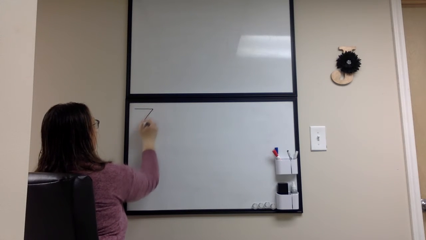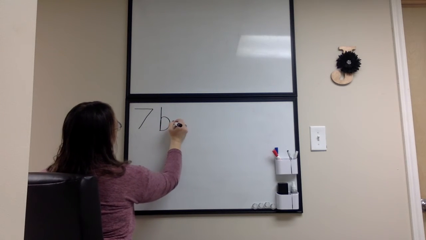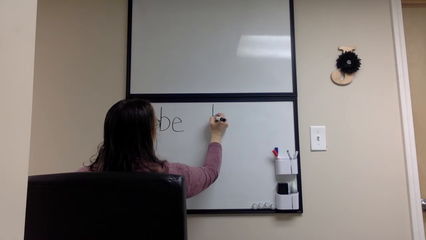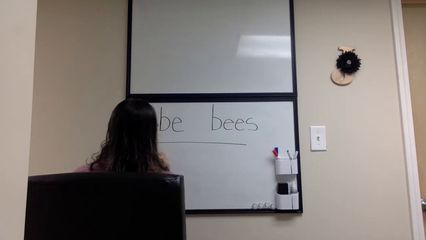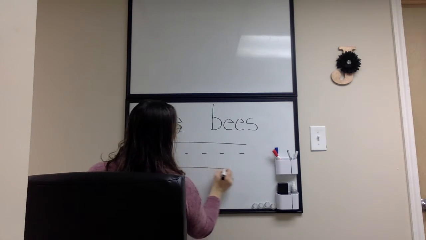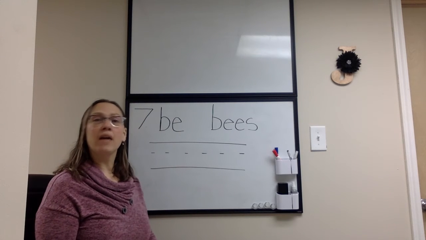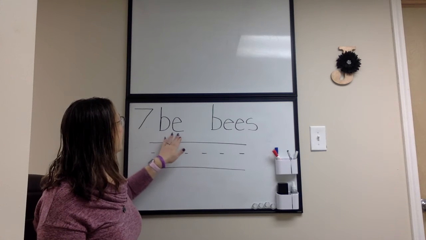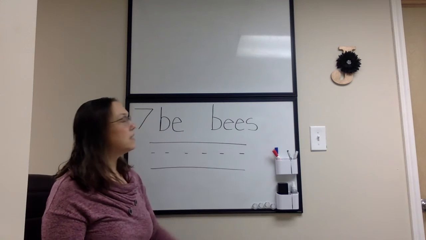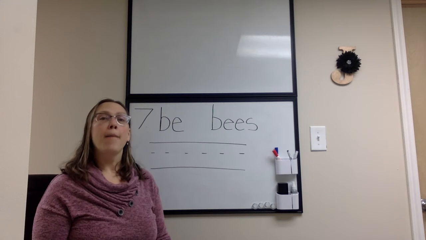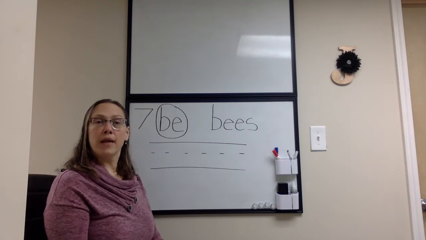Number seven. All right, the word that we are going to find is the word bee. Let's practice. B-E. B-E-A-S, bees. Point and circle the word bee. Now let's practice it on the line.